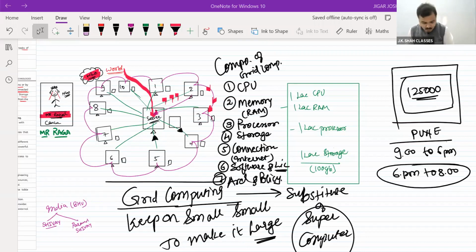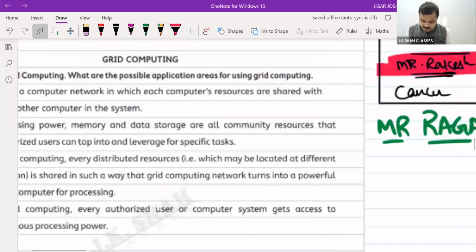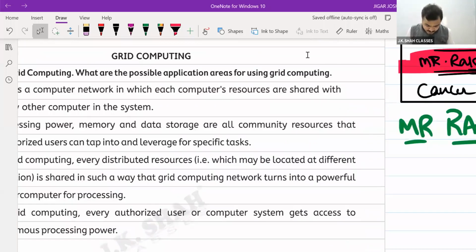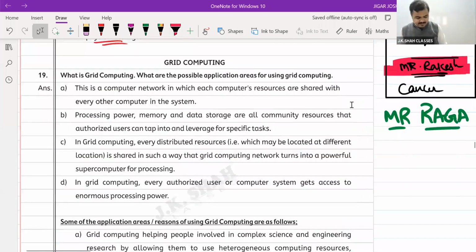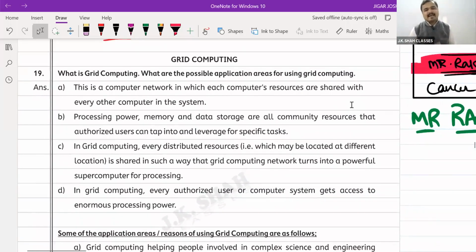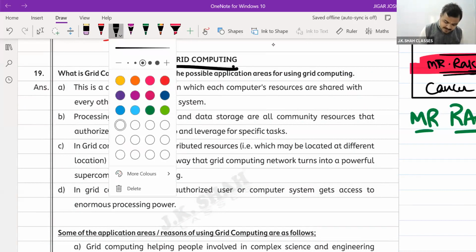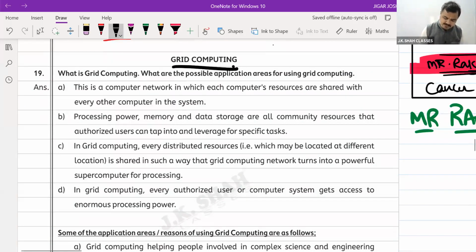everyone. Okay. Now, people, we are going for theory. Please concentrate. A very important one. One question from this grid computing was recently asked in November 2020 exams. See this. Grid computing. 100% attention, all my charters.